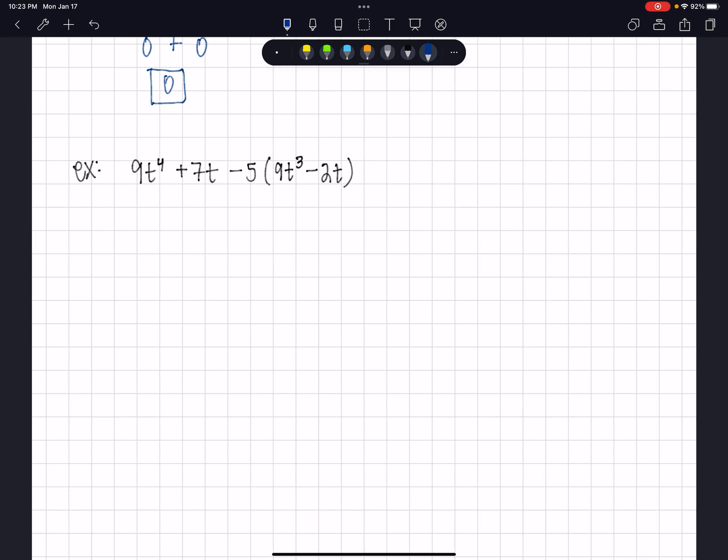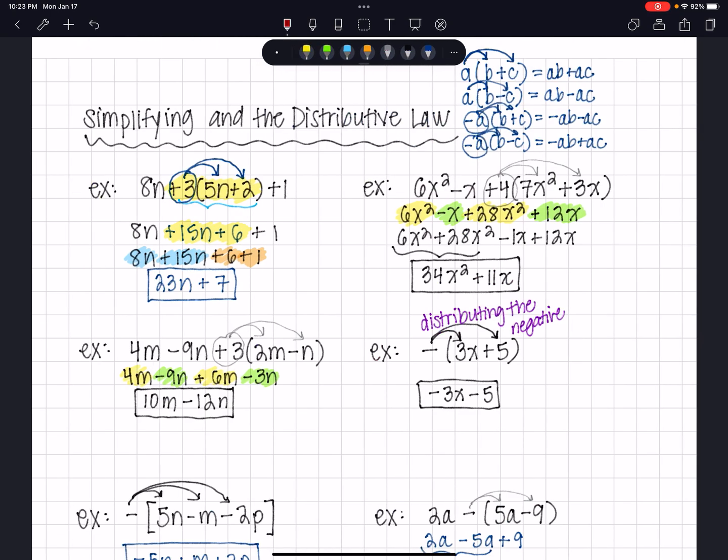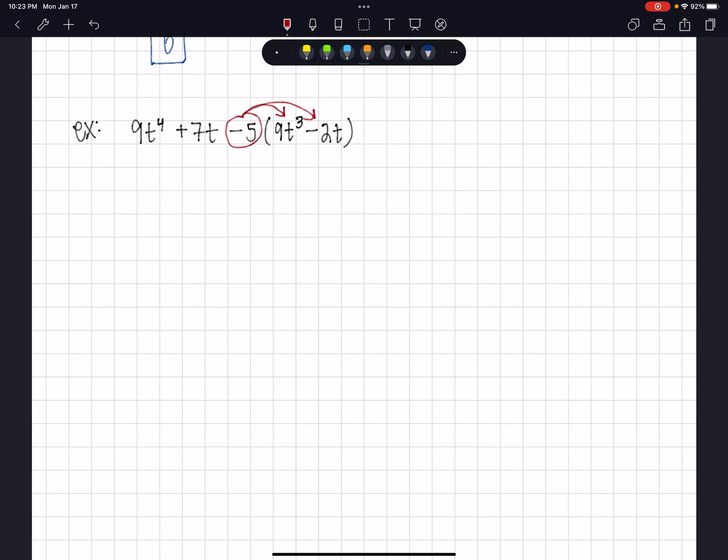Our last example, 9t to the fourth plus 7t minus 5 times the quantity 9t cubed minus 2t. Remember that we're going to distribute the negative 5 to each term inside. And that's going to give us 9t to the fourth plus 7t. And then negative 5 times 9t cubed is negative 45t cubed. Negative 5 times negative 2t is a positive 10t.